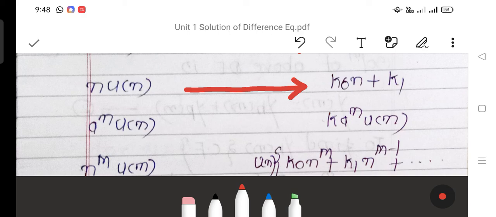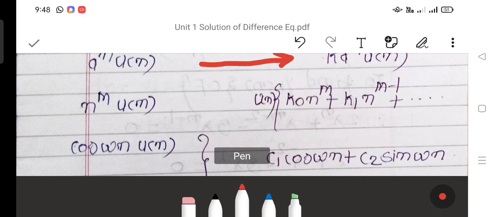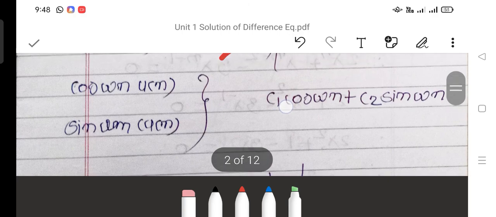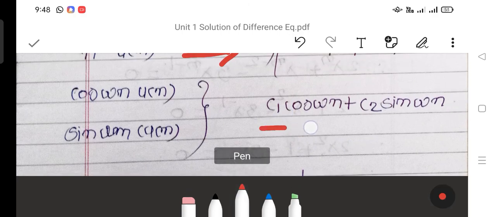If it is a to the power n u of n, then k into a to the power n u of n. And if it is n to the power m u of n, then it will be like this: u of n into k0 n to the power m plus k1 n to the power m minus 1, and so on. If it is cos of omega n u of n, that is a cosine function or sine function, then it will be like this: c1.